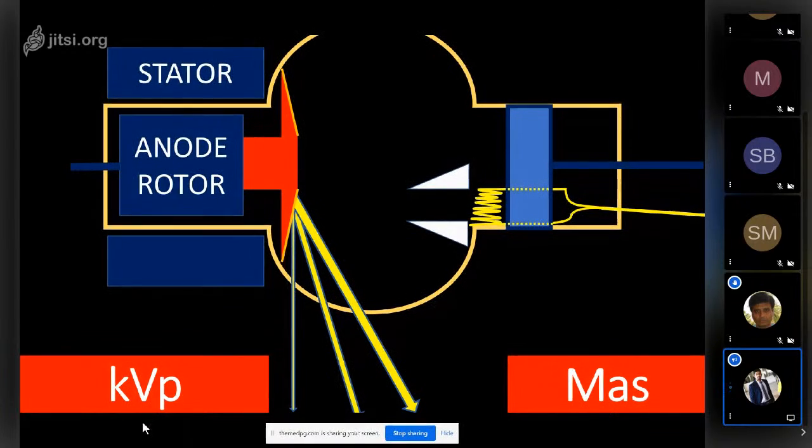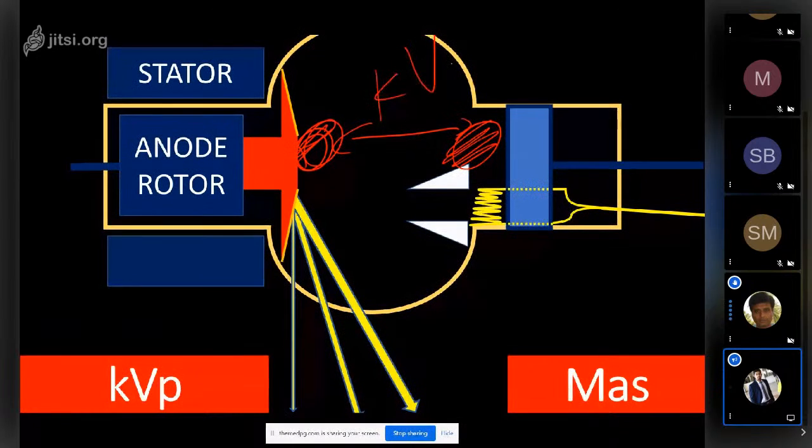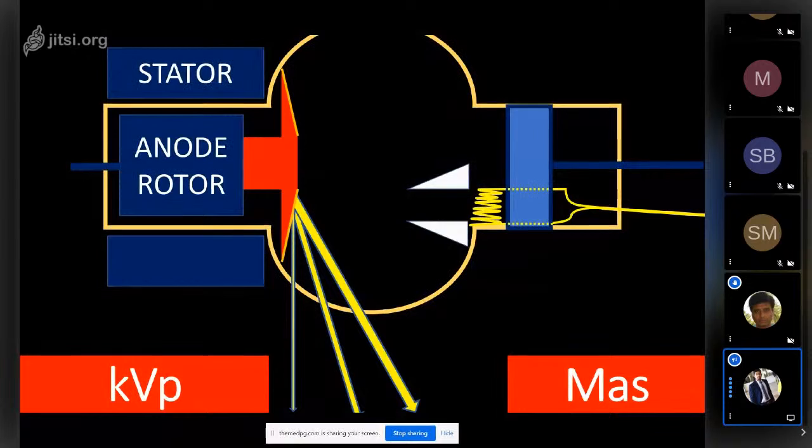So we have two factors. One is the kilovolt potential, KVP. What exactly is KVP? The KVP is the potential difference between the anode and the cathode. This is the anode, this is the cathode. The potential difference is nothing but the kilovolt potential. What is MAS? MAS is the amount of current that we pass through the filament.